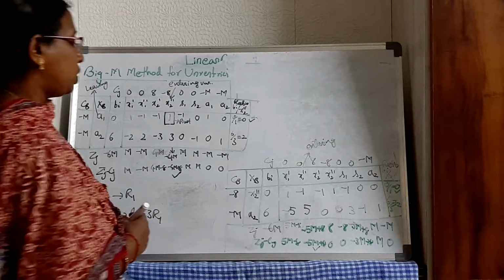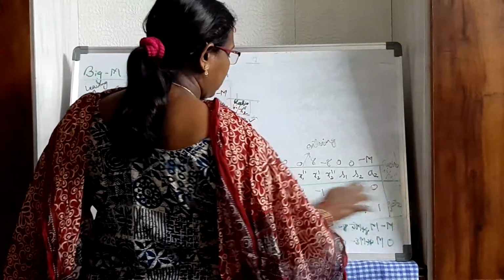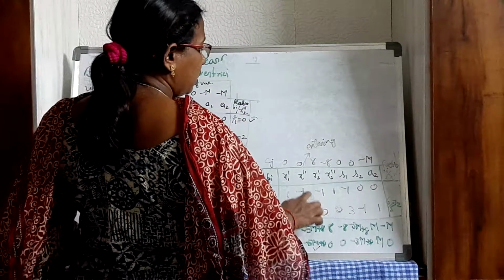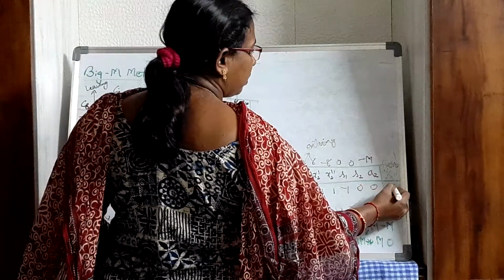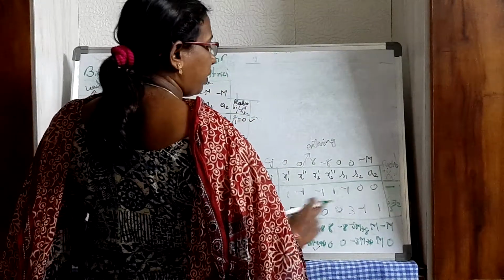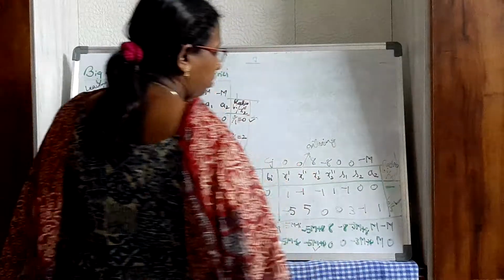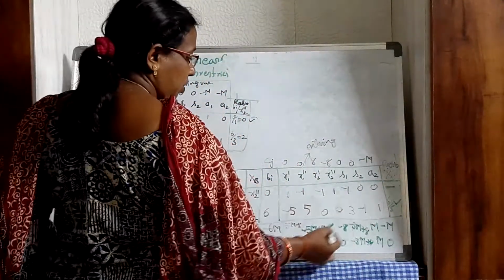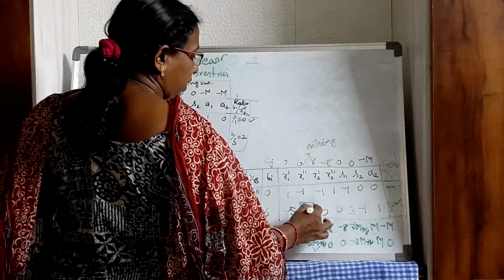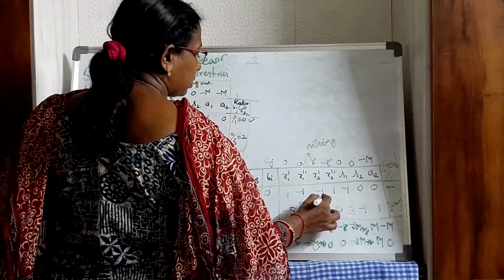X1 double dash is 0 divided by minus 1. Sorry, this is 0 divided by minus 1. So for negative values we will not calculate any ratios. So we will find only 6 divided by 5 which is 1.2. So this is the minimum ratio. Now the intersection of these two is 5. So this is the pivot element.